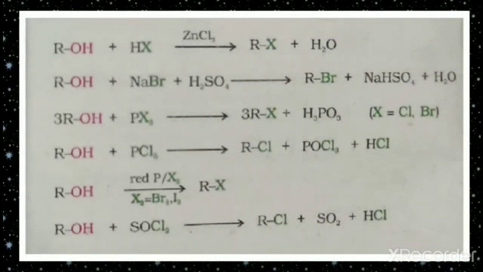This is the detailed equation for the reaction of alcohol with HX, NaBr, PX3, PCl5, with X2 in the presence of red phosphorus, and with thionyl chloride. In all these you can check the main product is a haloalkane but the side product is different. Usually in the equation, the main product is important when we are doing conversions.